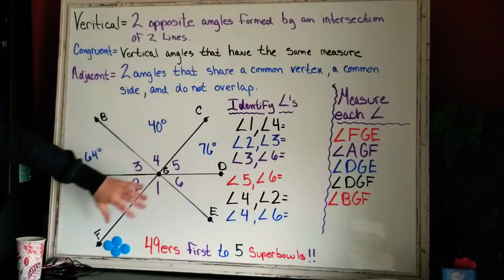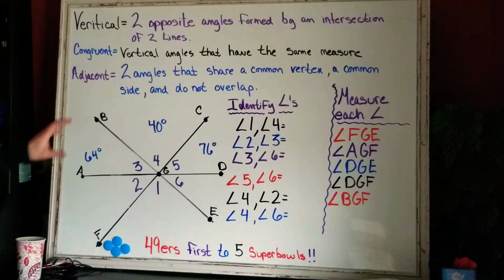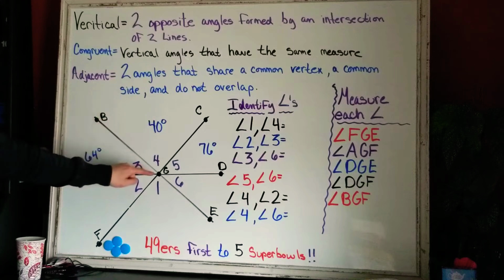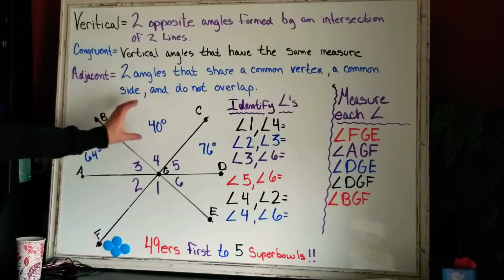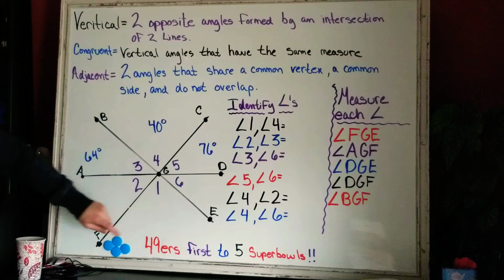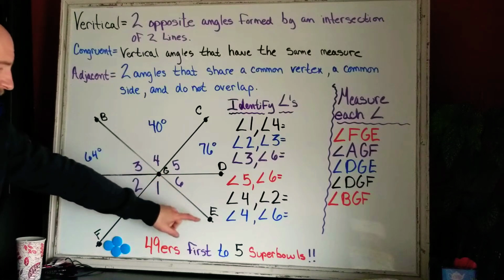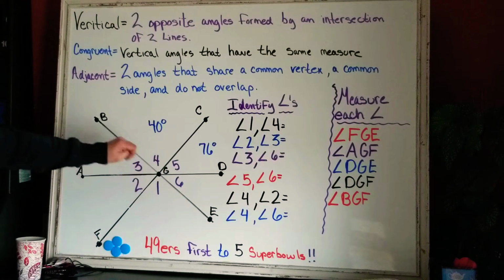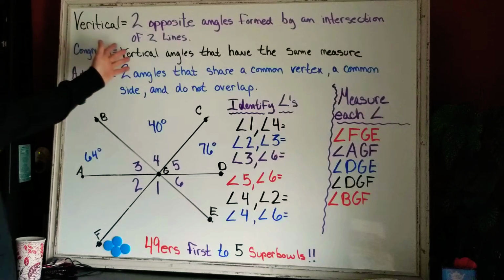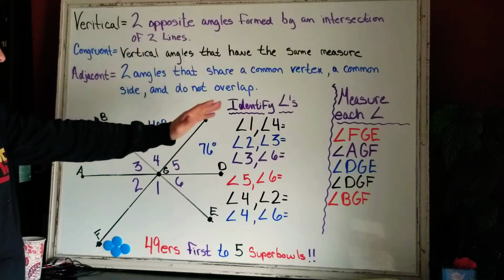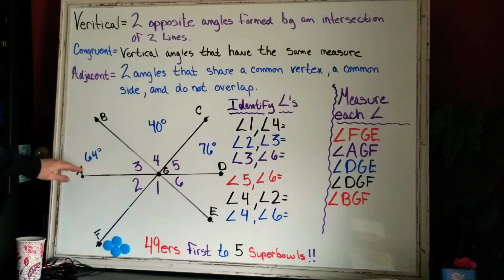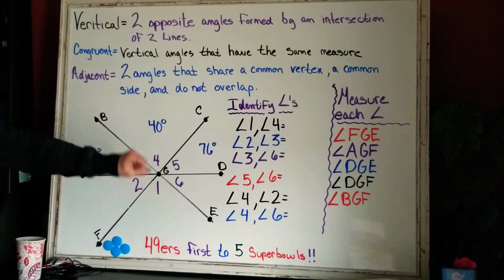If you were to look at this big mess down here, we're looking for two opposite angles. So we have BGC, and opposite of that would be on the bottom. We'd have FGE. Two opposite angles. Congruent: vertical angles that have the same measure. So if they have the same measure from top to bottom.